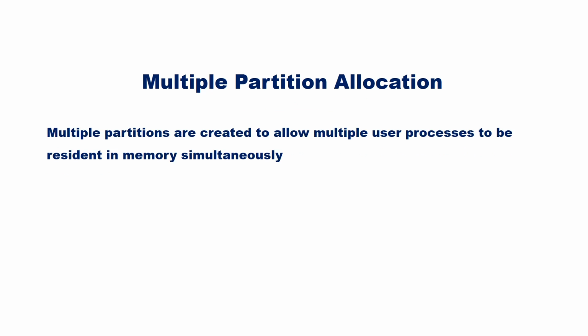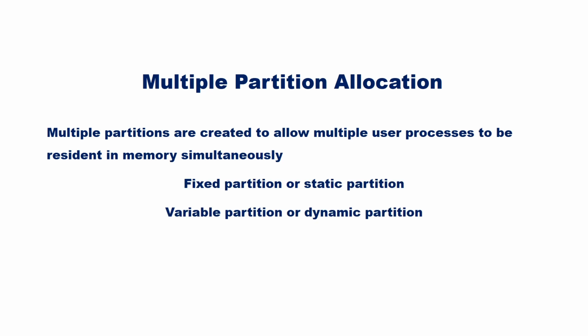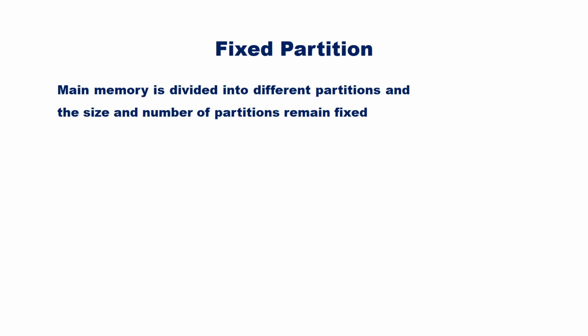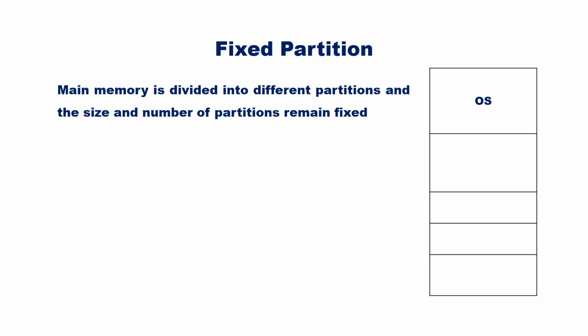In multiple partition allocation, multiple partitions are created to allow multiple user processes to be resident in memory simultaneously. Depending upon how and when the partitions are created, there are two types of partitioning: fixed partition or static partition, and variable partition or dynamic partition. In fixed partition, main memory is divided into different partitions and the size and the number of partitions remain fixed. Each partition can hold one process at a time.